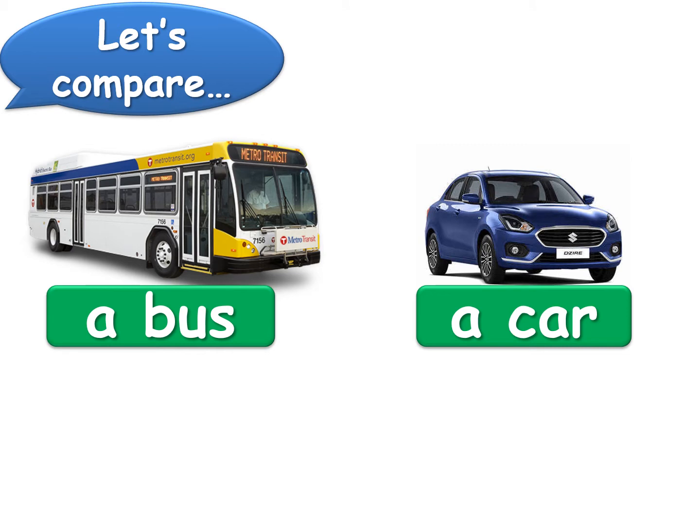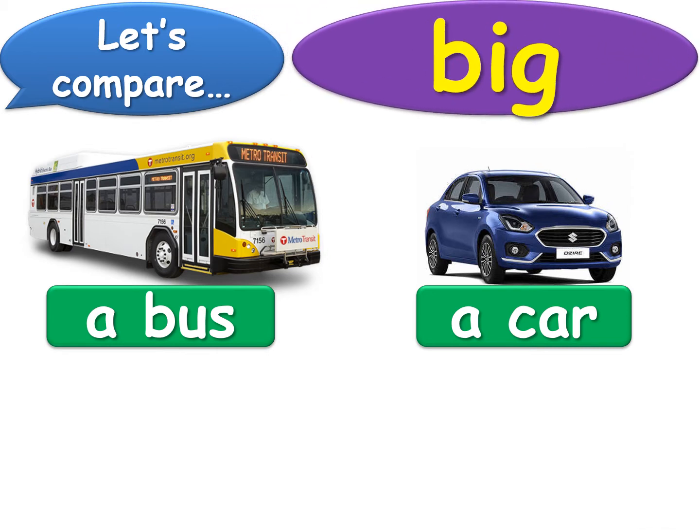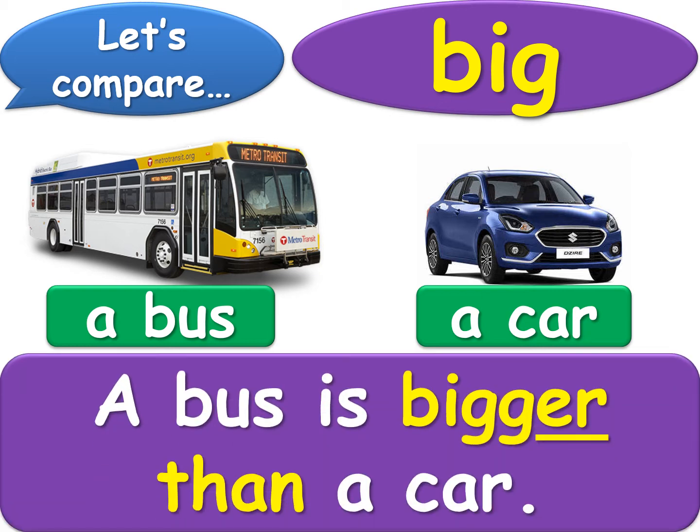Let's try another one. Can you compare a bus and a car using the adjective big? How would you do that? Say your answer out loud. Now you should say something like this. A bus is bigger than a car. Now be careful when you're adding ER to big, you have to double the G. Otherwise it sounds like biger. A bus is biger than a car? No, we have to double the G and then it becomes a bus is bigger than a car.